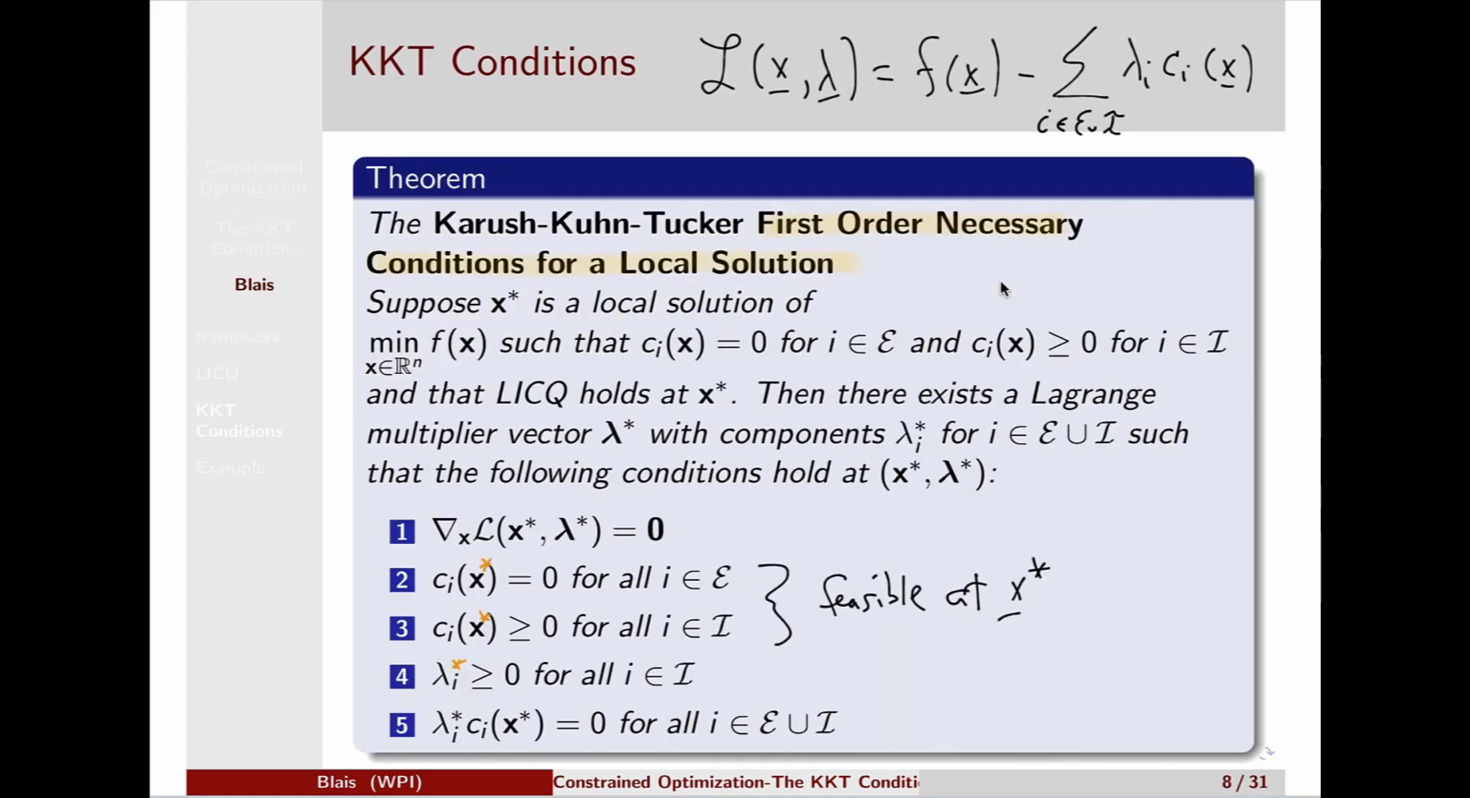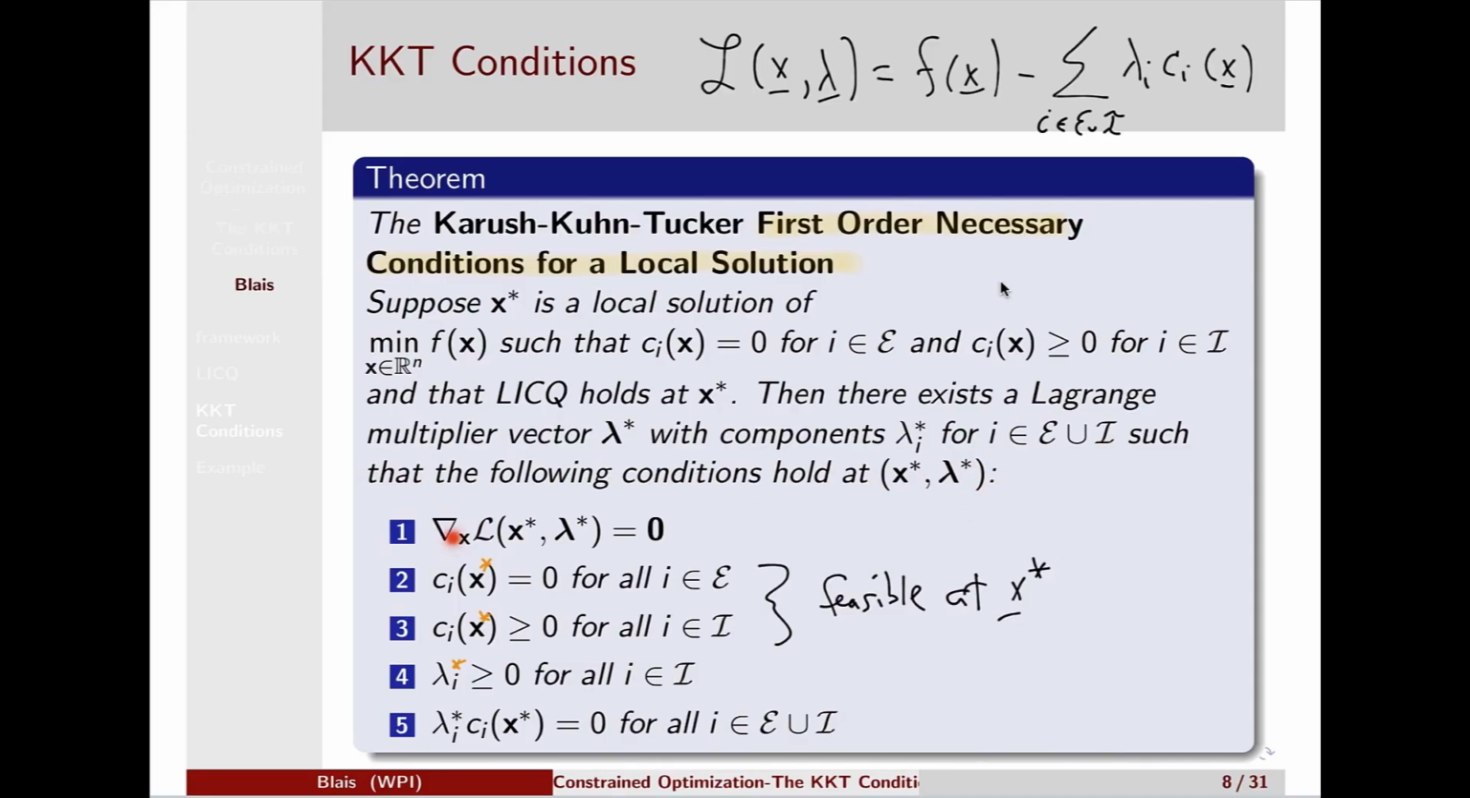The first order necessary conditions for a local solution, feasible local minimizer, are these KKT conditions, the Karush-Kuhn-Tucker conditions. So suppose x star is a local solution of our optimization problem, summarized here. And then we have the linear independence constraint qualification, LICQ, holding at x star. Then there exists a Lagrange multiplier vector lambda star with components lambda i star, one for each of the constraints, such that the following conditions hold at x star, lambda star.